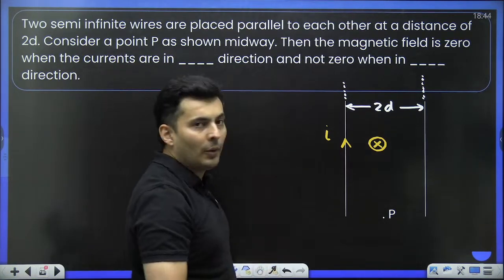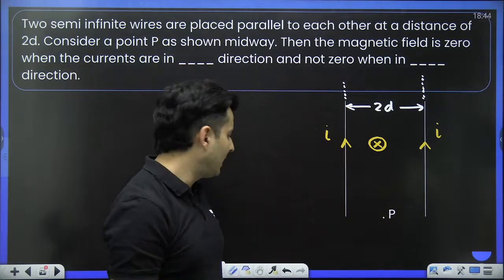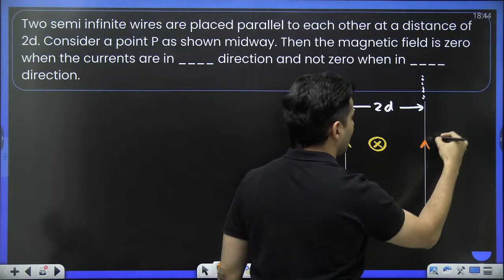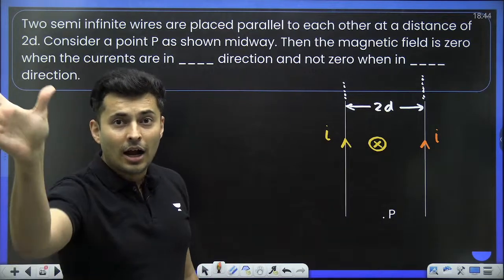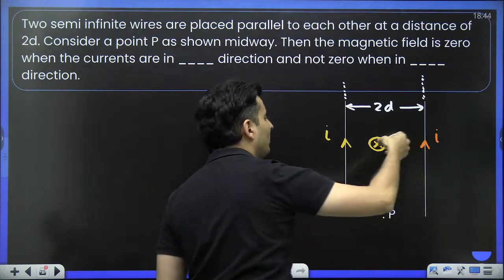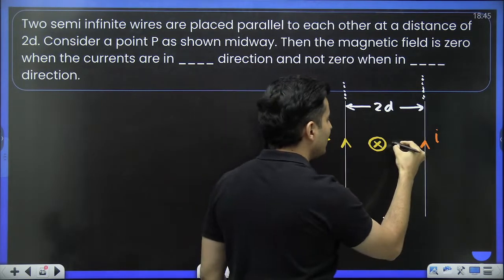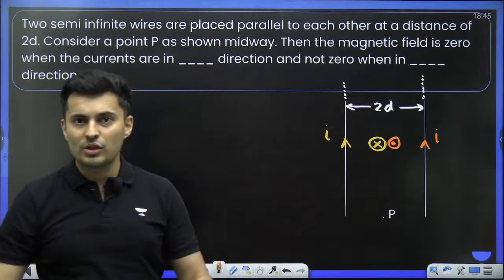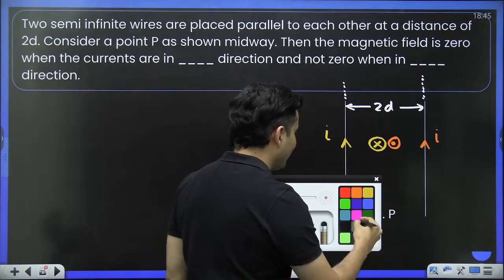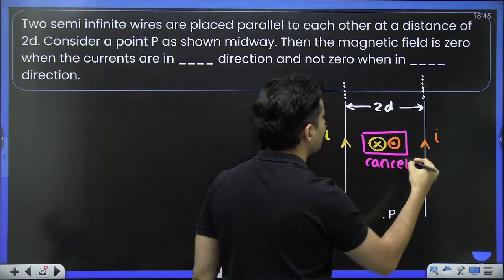Assume now the currents are in the same direction. So let's take this current like this. Again, take your thumb and put it in the direction of the current. See how the curled fingers are going. It goes in from there and comes out from here. So it is coming out from here, which means it is towards you. Everybody with me? Perfect. Now do you see both of them? What is happening over here? Both of them are basically cancelling out each other.